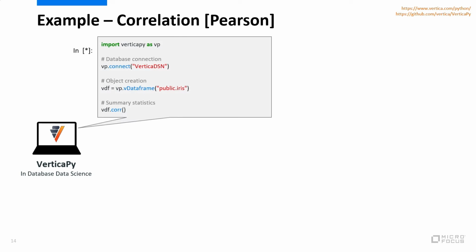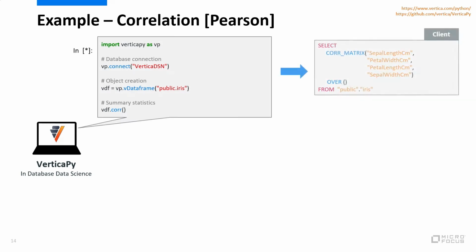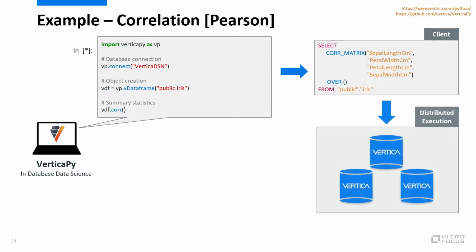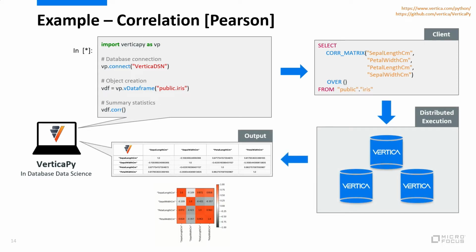Let's take another example. We take the same data set, but we want to compute the correlation matrix. It will do exactly the same. It will send a query. This query will use this function called CORR_MATRIX. So it's another built-in function. It will compute the Pearson correlation coefficient, and then send it back to the user.